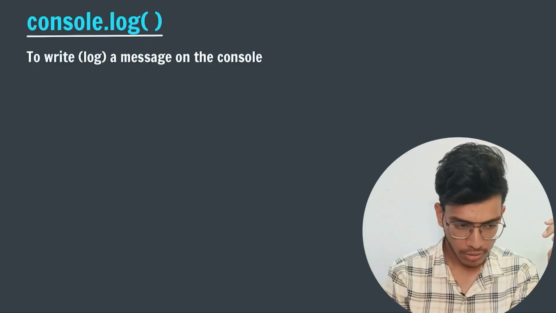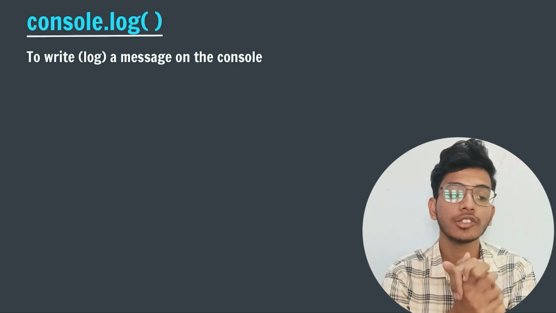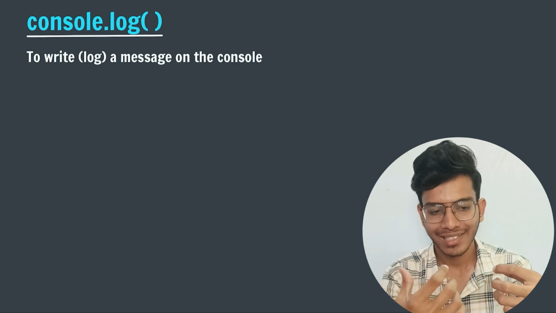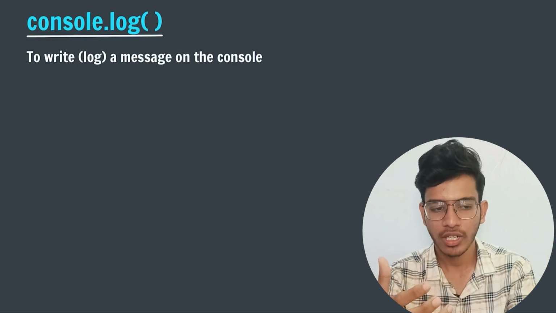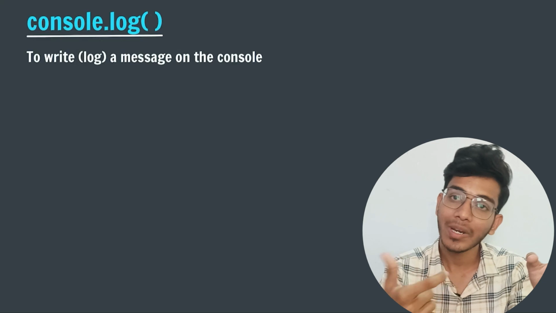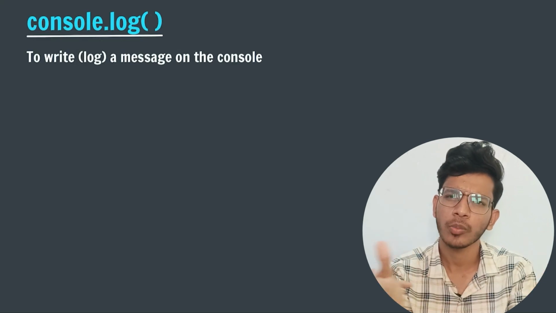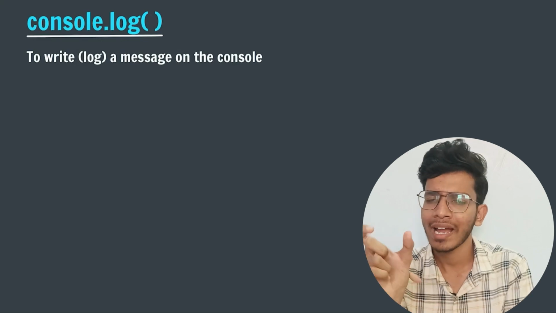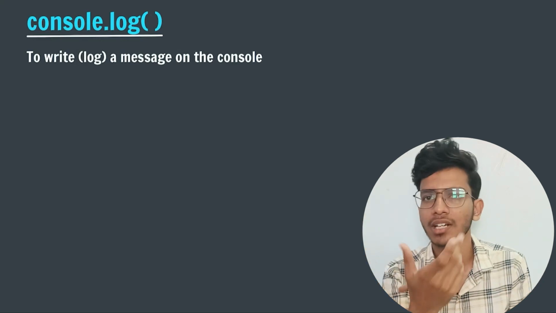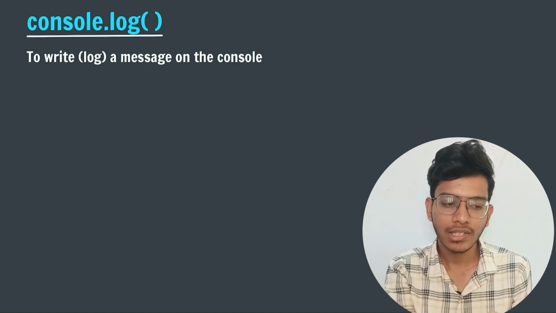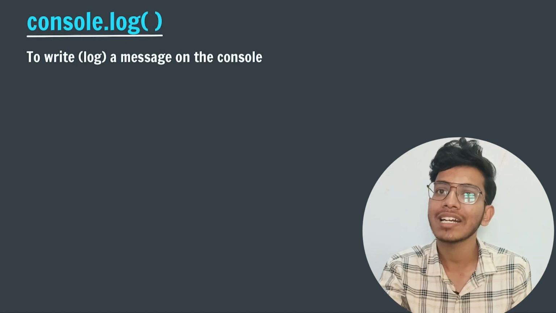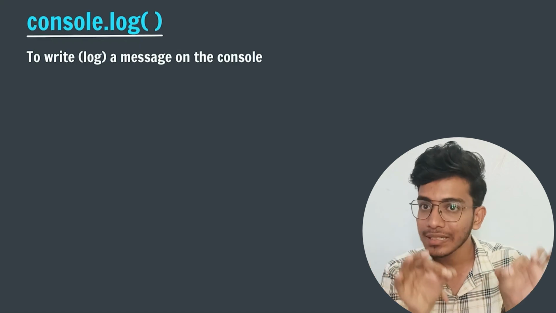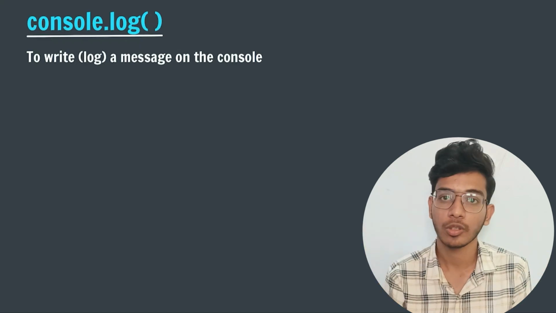So let us begin with our first concept, which is console.log. You can call it a function which is used to print anything. Let's say I want to print hello world, then I will write console.log, and in the parenthesis I will write hello world. Whatever I write in the parenthesis, it will print in my console screen.